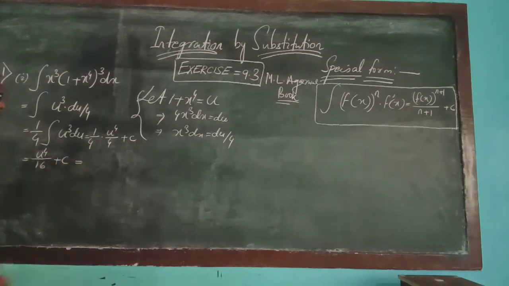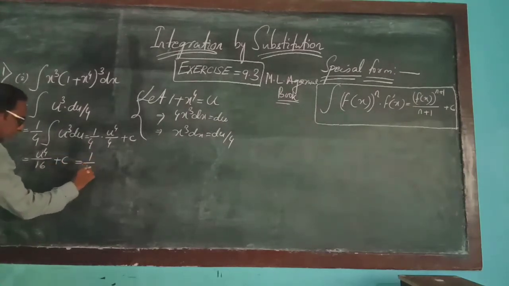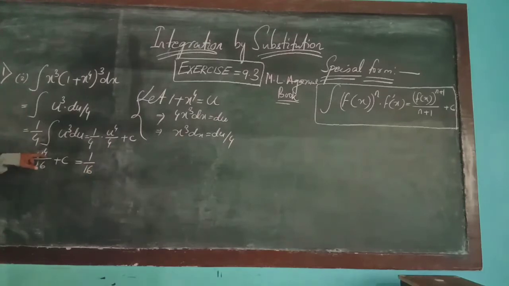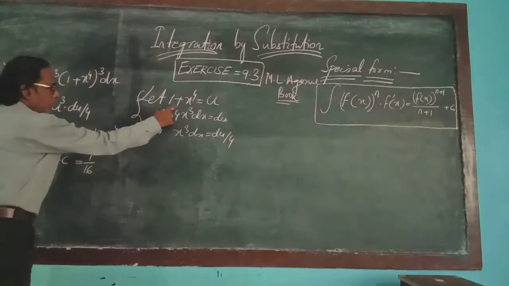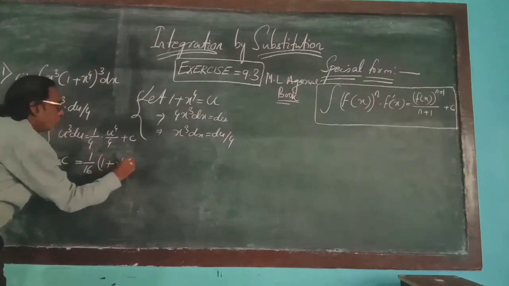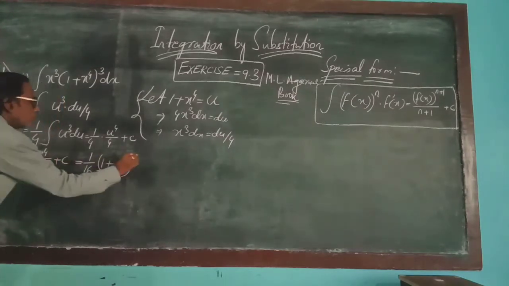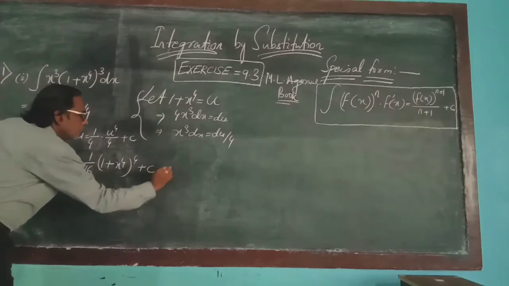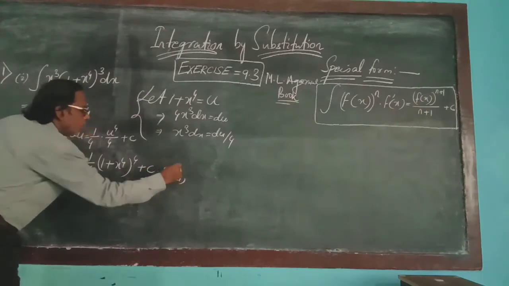I hope you are able to understand. 1 by 16. What is the value of u? You have to put again 1 plus x to the power 4. So 1 by 16 into 1 plus x to the power 4 whole to the power 4 plus c. This is the answer of number 1.